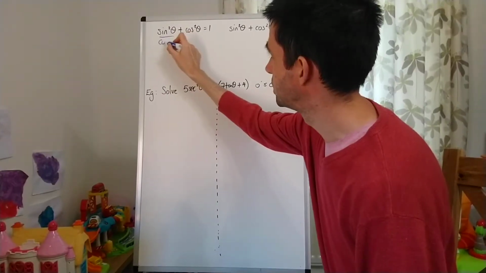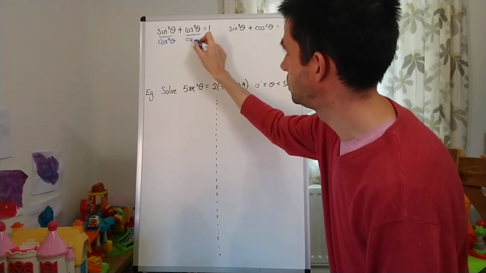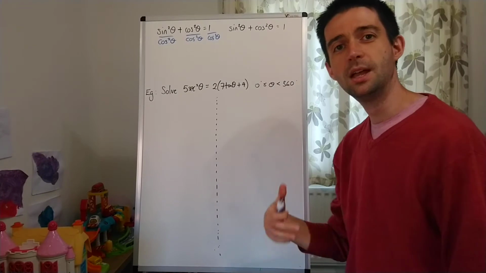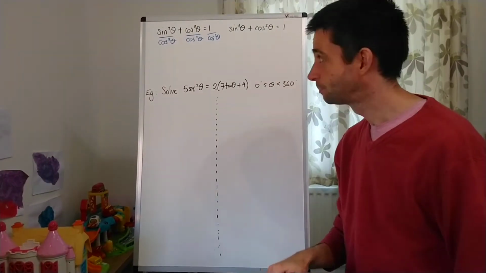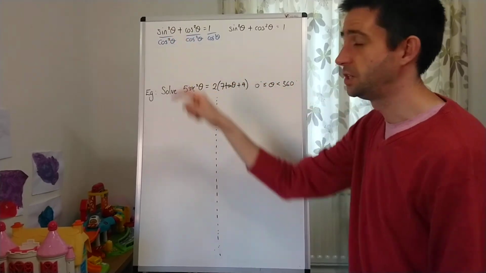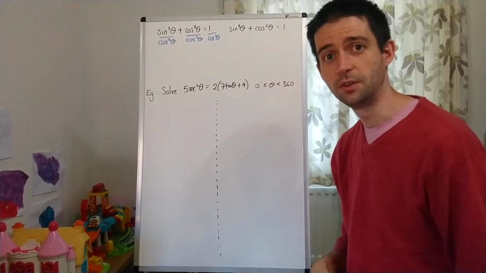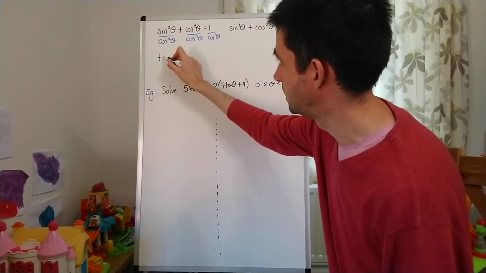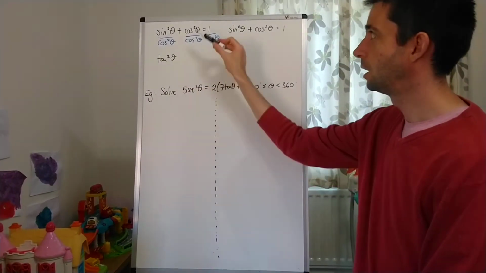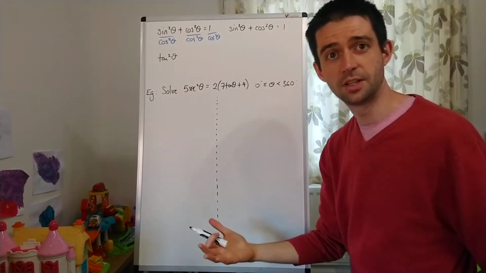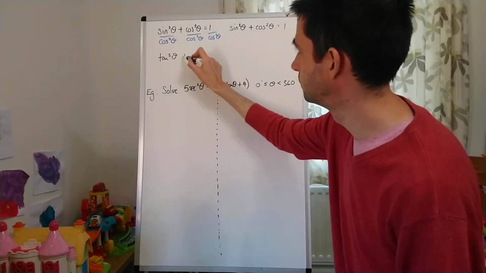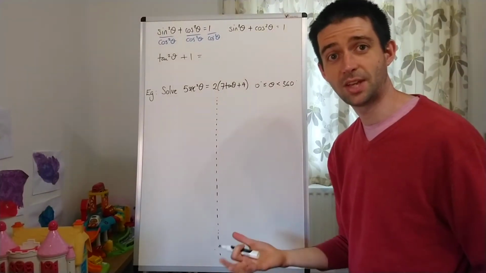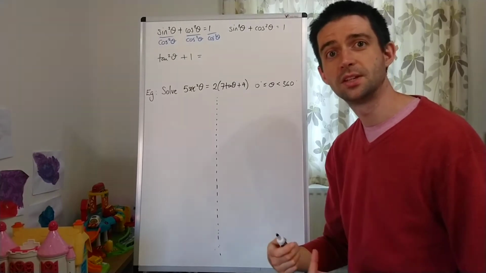So if I divide each term by cos squared theta, I just have to think about what I get. Sine theta over cos theta would be tan theta, the identity we used in the previous video, which means that sine squared theta over cos squared theta is tan squared theta. Cos squared theta over cos squared theta, if you divide something by itself, it's 1, so plus 1. And 1 over cos theta is sec theta, so 1 over cos squared theta is sec squared theta.